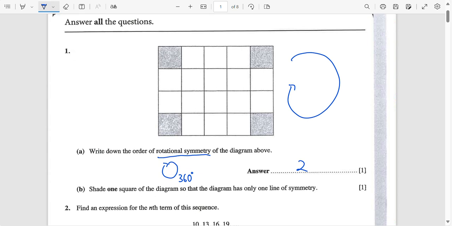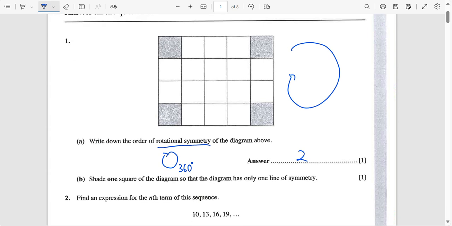Okay, and then the next question asks you to shade one square of the diagram so that it will only have one line of symmetry. Okay, so where do I shade this square? You can shade any square along this. This is one possible answer because if I shade this square, if I cut like this, this is the line of symmetry. Okay, it will work.